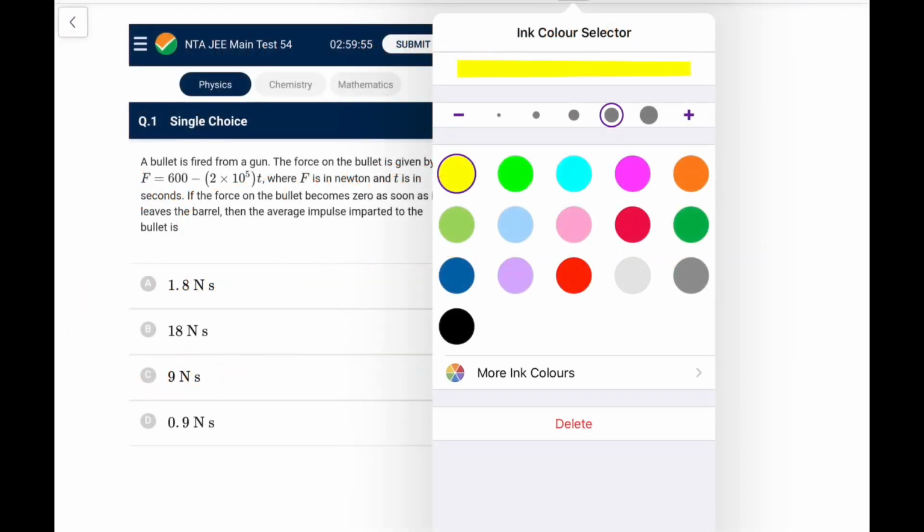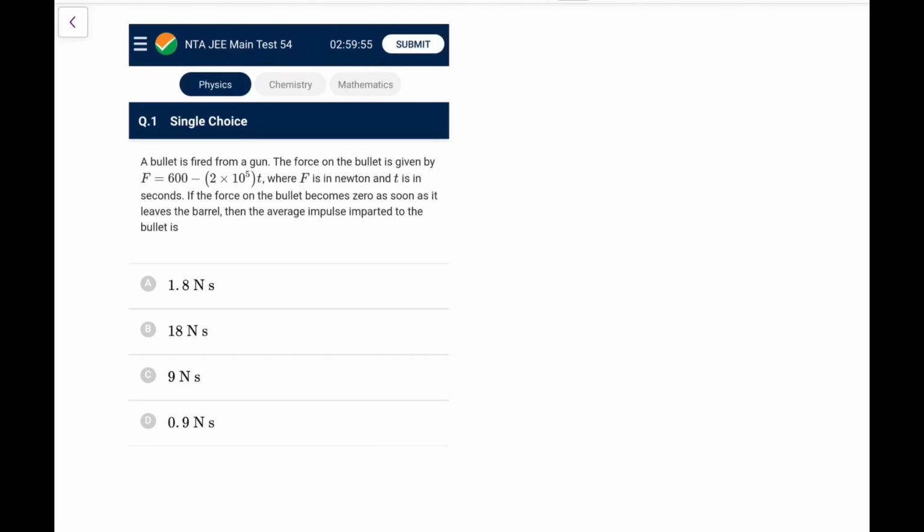Let's start the paper. A bullet is fired from a gun. The force on the bullet is given by F = 600 - 2 × 10^5 t, where F is in Newton, t is in second. If the force on the bullet becomes 0 as soon as it leaves the barrel, then the average impulse imparted.